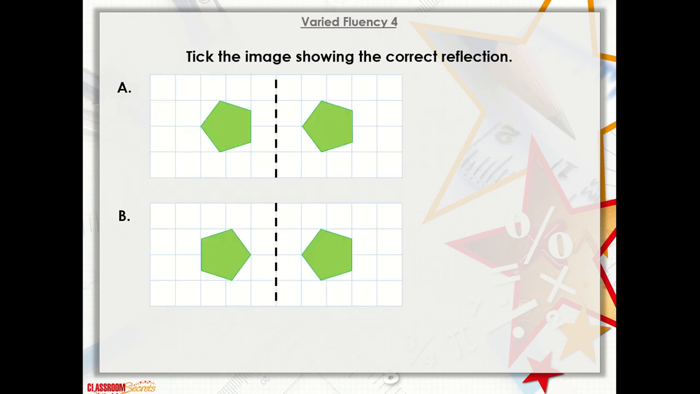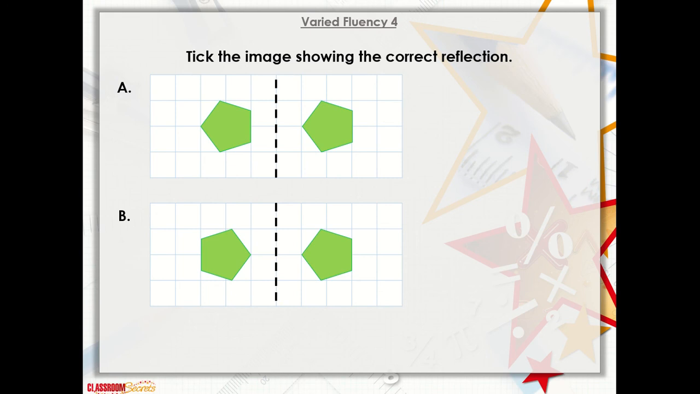Okay, the last type of question you'll come across is we've got to take the image that shows the correct reflection. The correct reflection. Well, I'm going to look very carefully at these and look at the mirror line. Are all the points, this is the original shape on the left-hand side, the reflection is on the right-hand side. Are all the points exactly the same on both sides but the opposite?